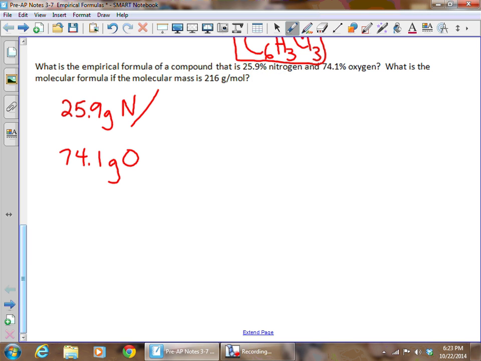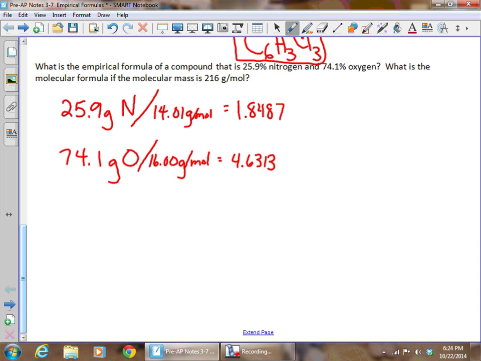Like I said before, we're going to divide by molar mass, 14.01 grams per mole for nitrogen, 16.00 grams per mole for oxygen. So when we do that, for nitrogen, we get 1.8487. And for oxygen, we get 4.6313. Remember, our next step was to divide by the smallest, which in this case is the 1.8487.